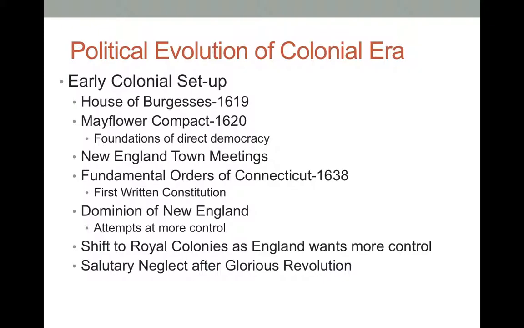Up in the north, the Mayflower Compact in 1620 is this foundation of direct democracy. It's all the guys on the ship signing this thing saying these are the rules that we'll adhere to. The Fundamental Orders of Connecticut in 1638 are the first written constitution, etc., etc.